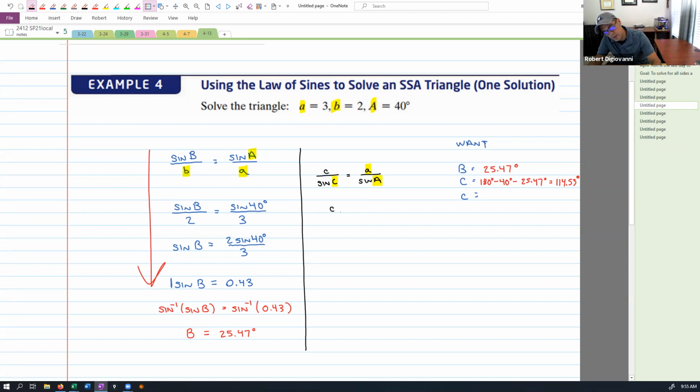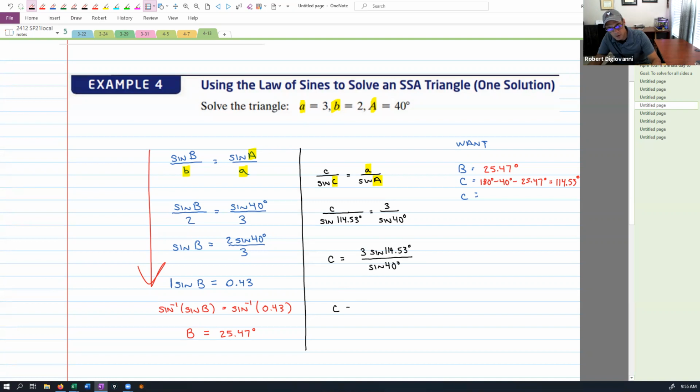So little c over sine of capital C, which is 114.53 degrees, must equal little a, which is 3, over sine of A, which is sine of 40. I clear the fraction on the left side by multiplying both sides by sine of 114.53 degrees over sine of 40.